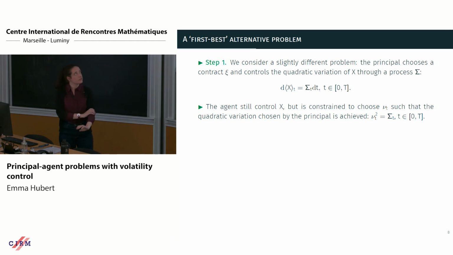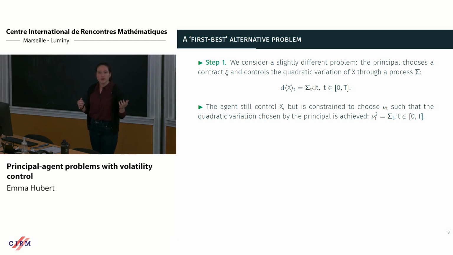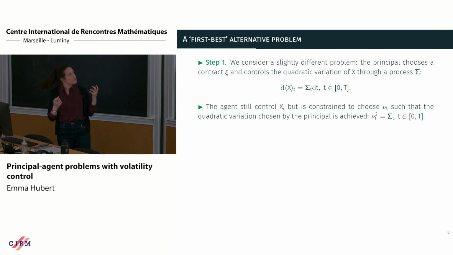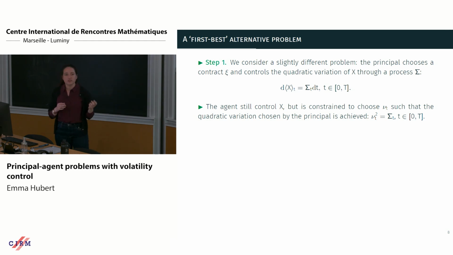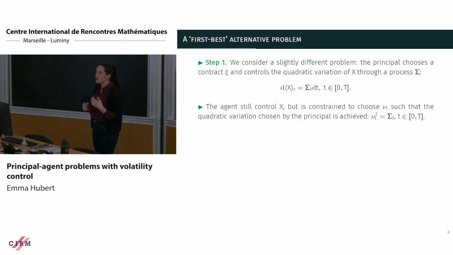Okay, so in this slightly different problem, the principal chooses a contract as before, but now also controls the quadratic variation of this process X. So there's a new control, sigma, here. Now the agent can still choose its control over the process X, but is constrained to choose a control that achieves that specific quadratic variation. In that very simple case, the agent has to choose nu such that nu squared is equal to the sigma decided by the principal.